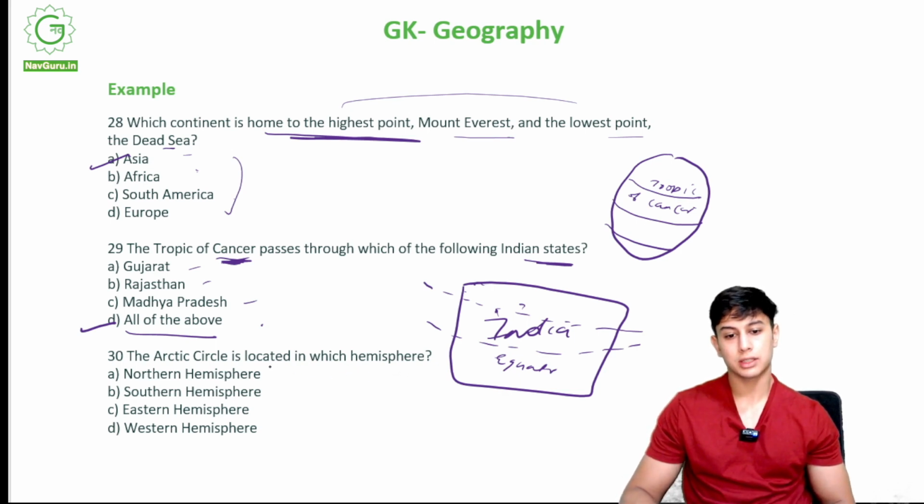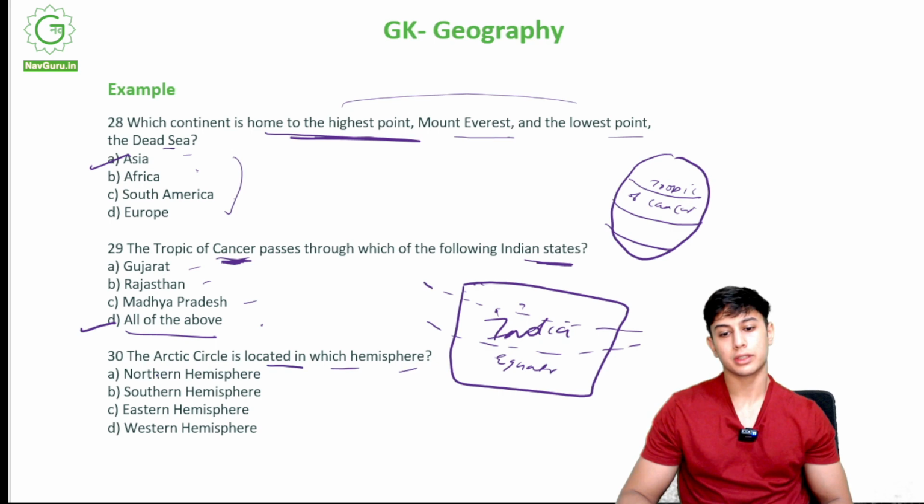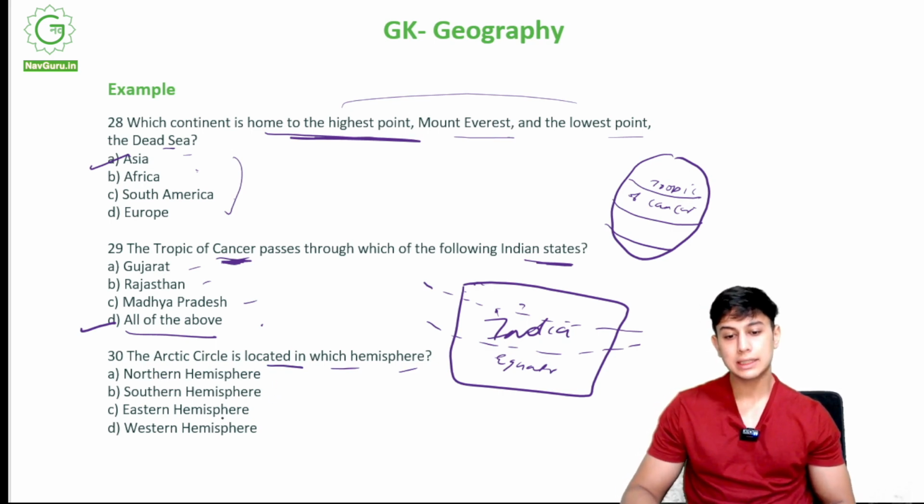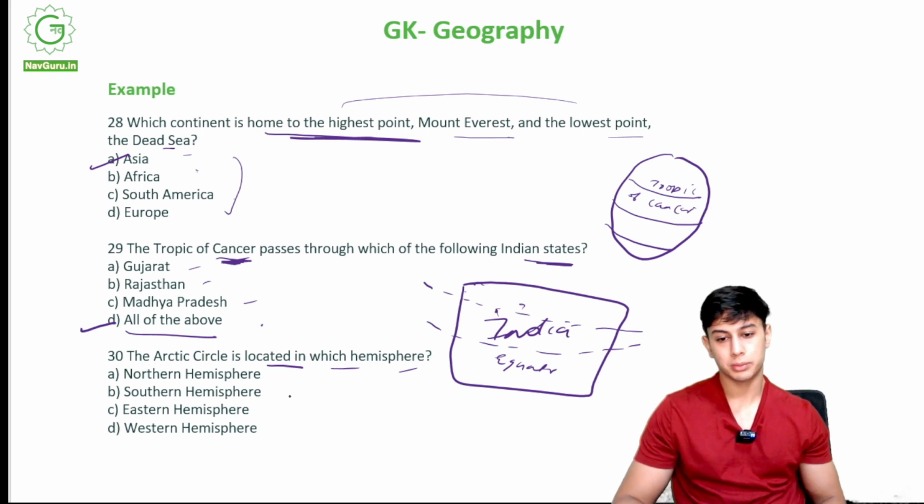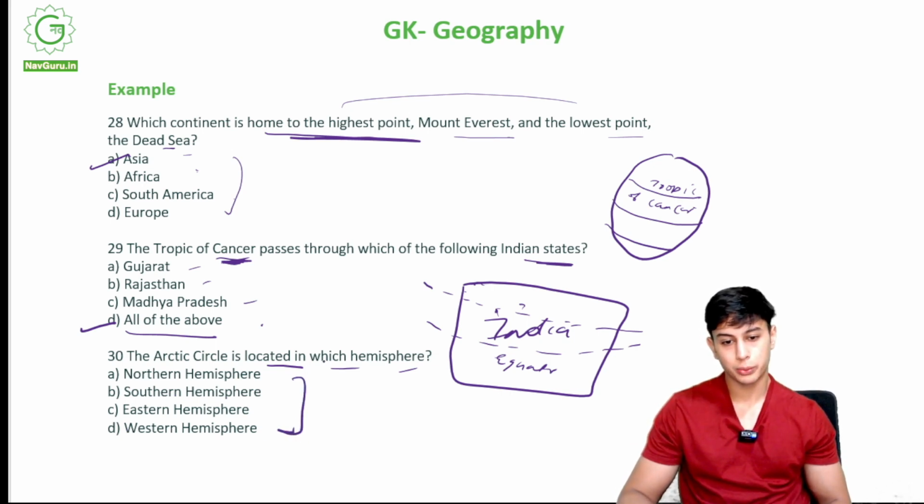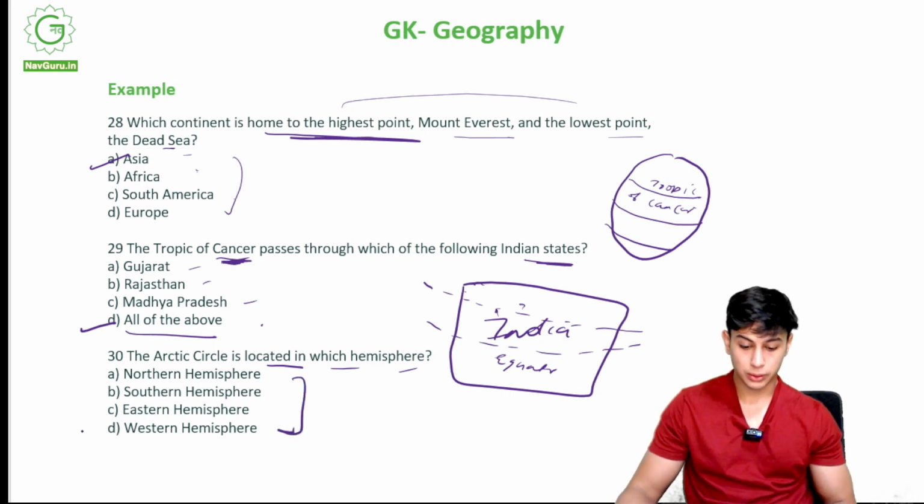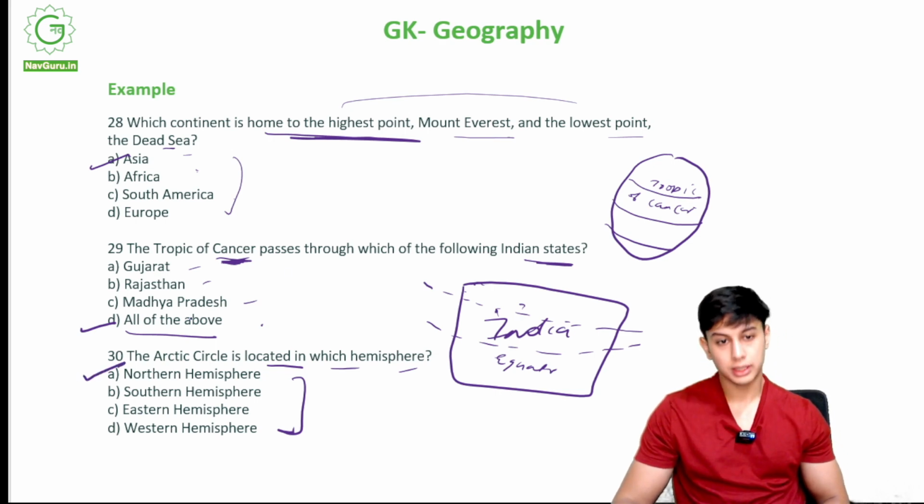The Arctic Circle is located in which hemisphere? Northern hemisphere, the southern hemisphere, eastern hemisphere, or the western hemisphere? Arctic Circle is located where? Right? It is located in the northern hemisphere.